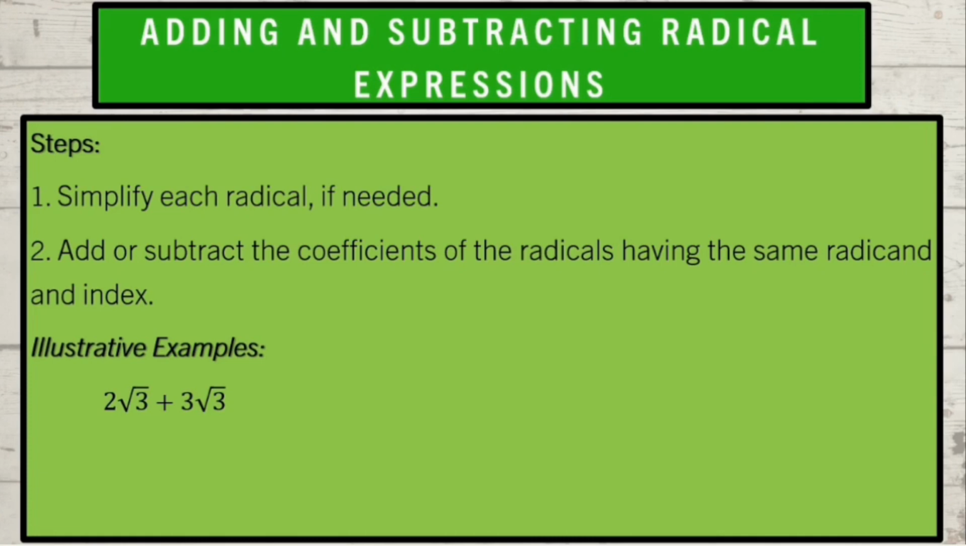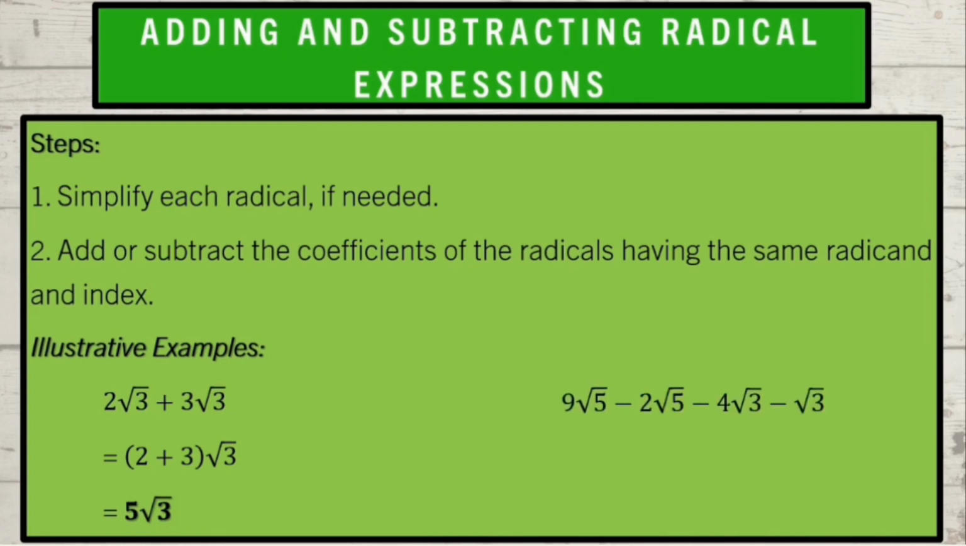Let's look at the radicals. They have the same radicand, which is 3, and the same index, which is 2. The coefficients are 2 and 3. Then, we will affix their common radical. The answer will be 5 square root of 3. Kinda easier, right? Let's have another example.